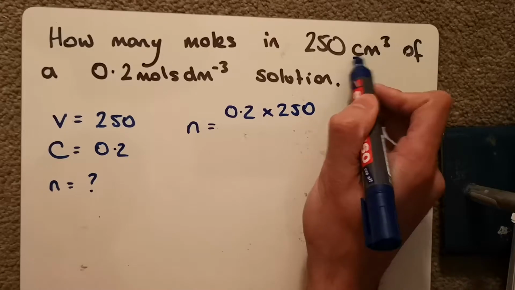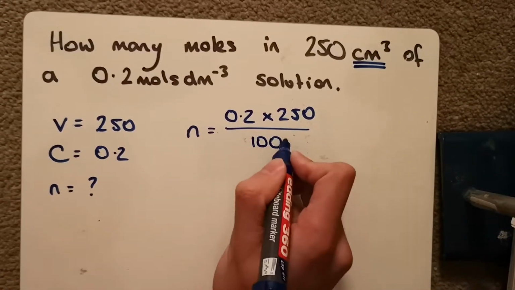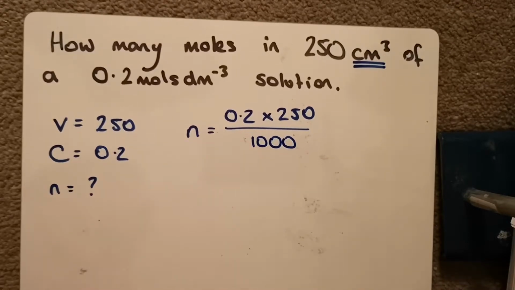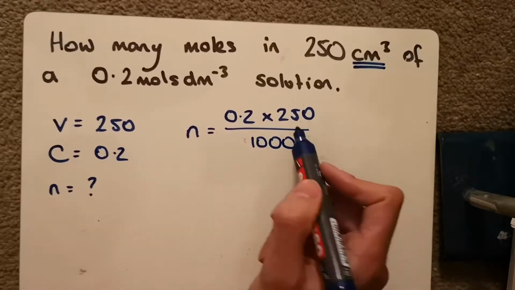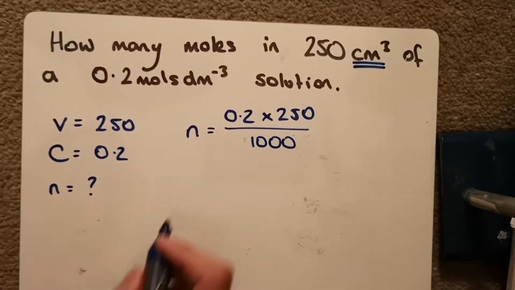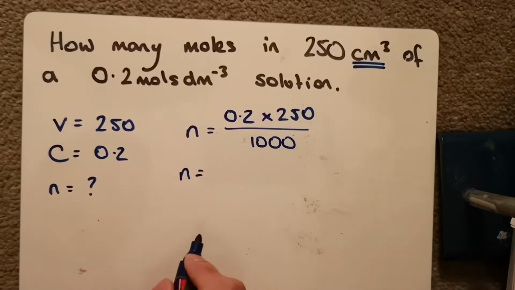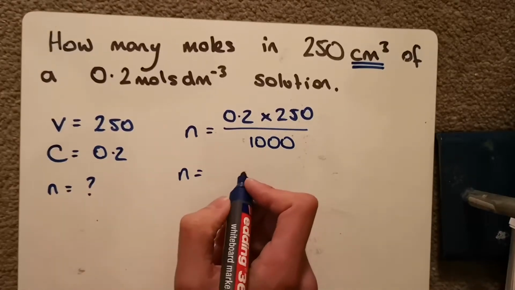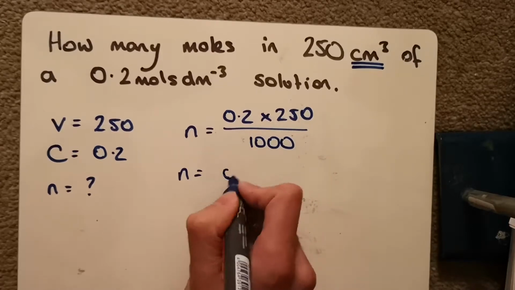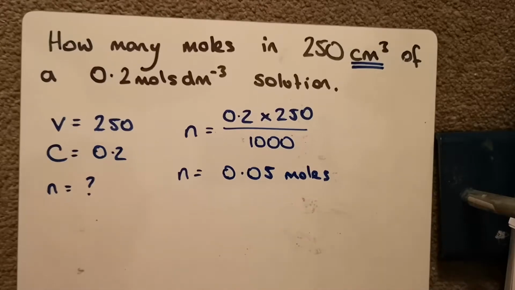Now, these units here are centimeters cubed, so I need to divide by 1,000 to convert this into decimeters cubed. So I'm going to put n equals 0.2 times 250 divided by 1,000. If you put that into a calculator, you should get 0.05 moles. And that would be how many moles there would be in this solution.